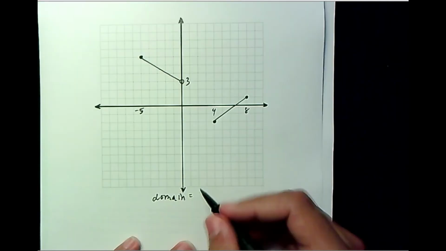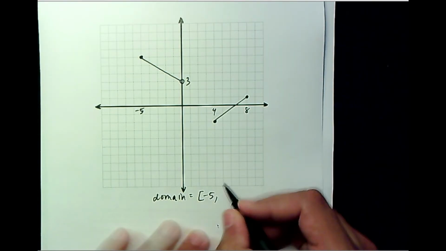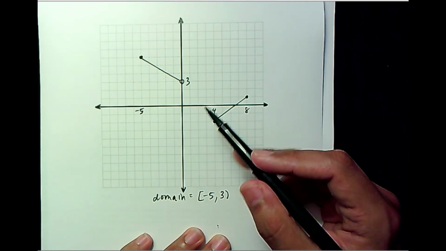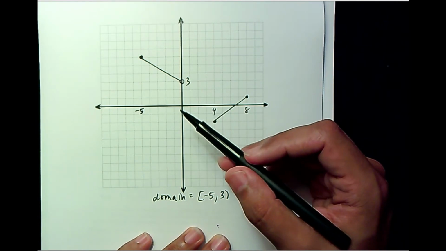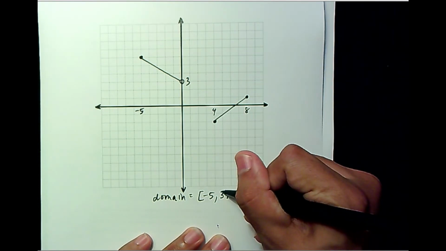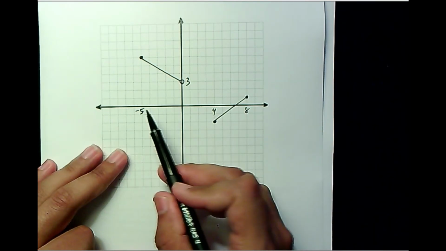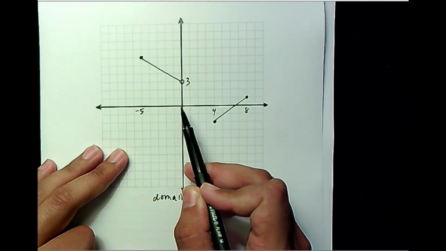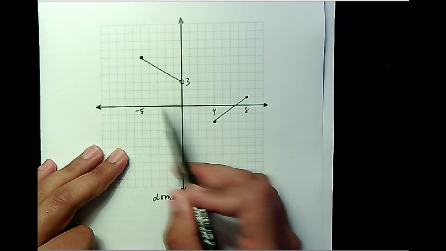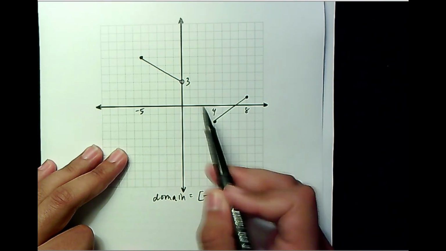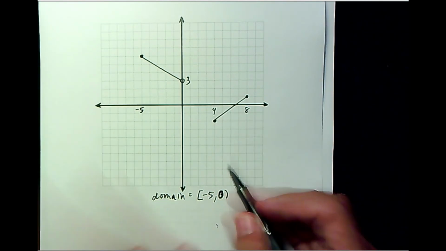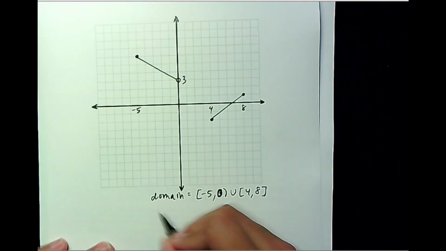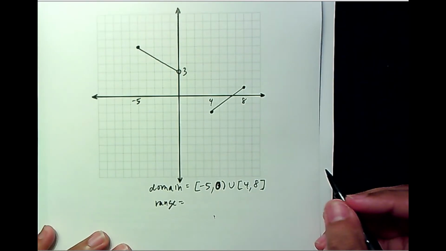So that means the domain is going to be from -5 to 3. Don't include the 3 because there's a hollow dot there. Sorry, my bad. To 0. That should be a 0. Because I'm looking at it from the x perspective. From the x perspective, you go from -5 to 0. The 3 is for the y perspective. So from -5 to 0, and then from 4 to 8. So union 4 to 8. Okay, so that is the domain.